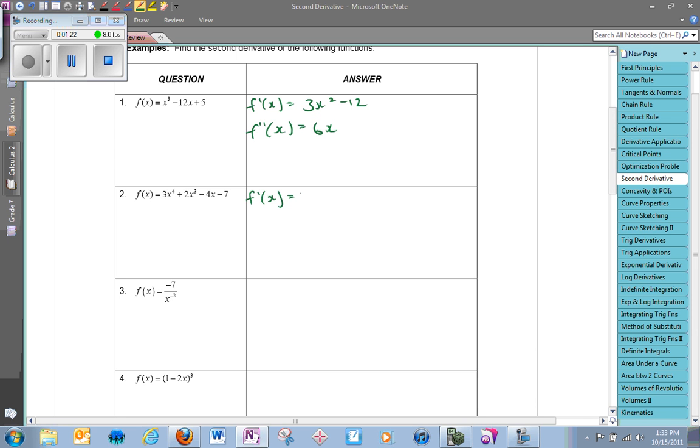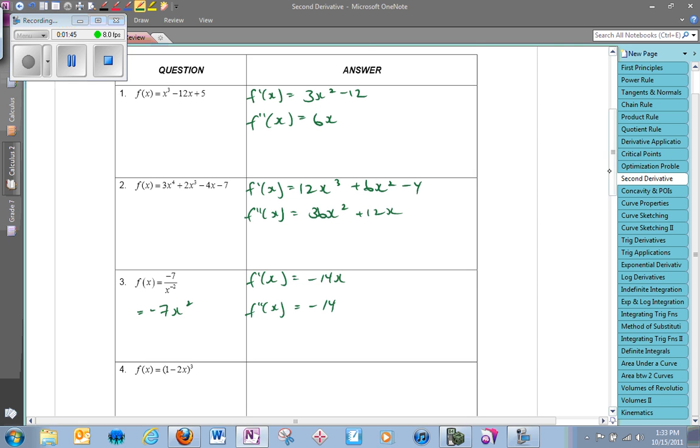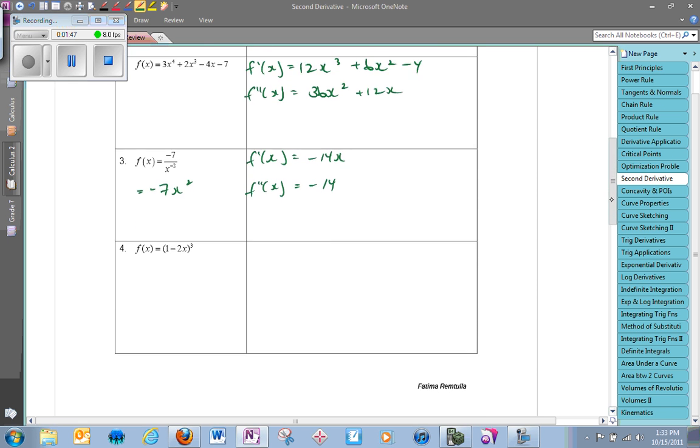So f prime of x is 12x cubed plus 6x squared minus 4. f double prime of x is 36x squared plus 12x. Change the form of this one, which is minus 7x squared. That makes f prime of x minus 14x, and f double prime of x minus 14. Pretty simple. For question number 4, hopefully you've noticed that this is a chain rule question.